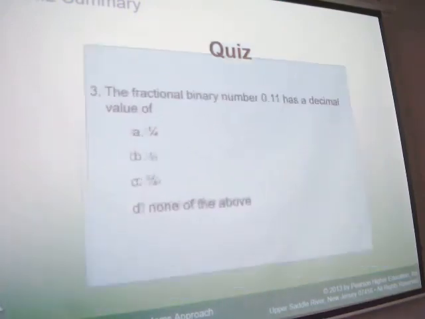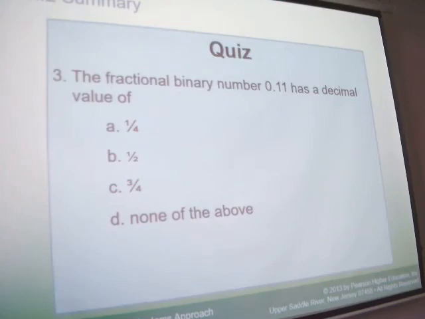Third question. The fractional binary number 0.11 has a decimal value of 0.75. That means 3 by 4. C, yeah, 0.75. Maybe C.